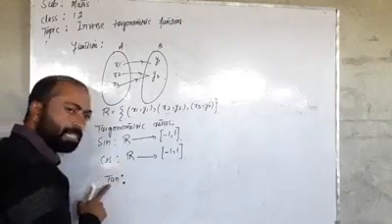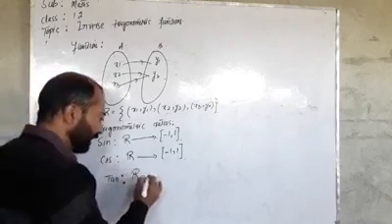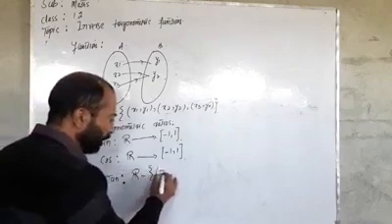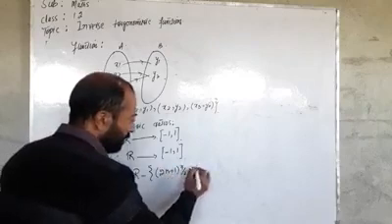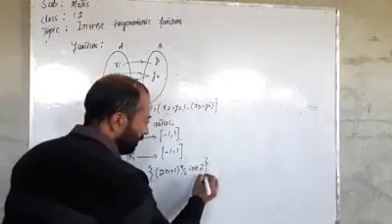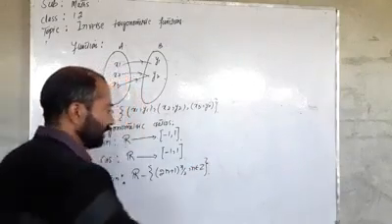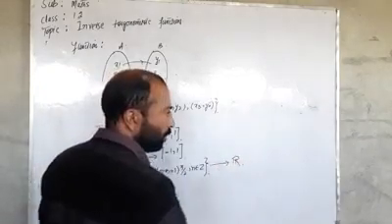What is the domain of this tangent function? The domain of tangent function is the set of all reals except odd multiples of pi by 2, where n belongs to the set of integers, and the range of this tangent function is the set of all reals.